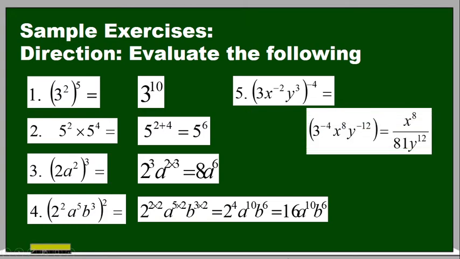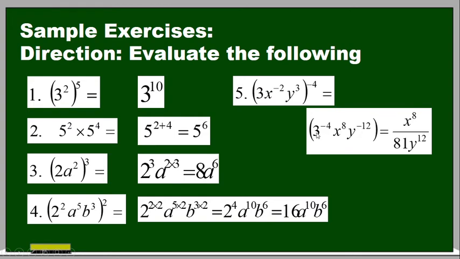So to simplify the numerical coefficient, we have 3 raised to negative 4, and then we have x raised to negative 2, which is multiplied by negative 4, so we have positive 8. Why positive 8? Because in multiplication of integers, negative 2 multiplied by negative 4, we have the same sign. The product is positive, so we have positive 8. And if it is unlike sign, just like positive 3 times negative 4, it gives negative 12.